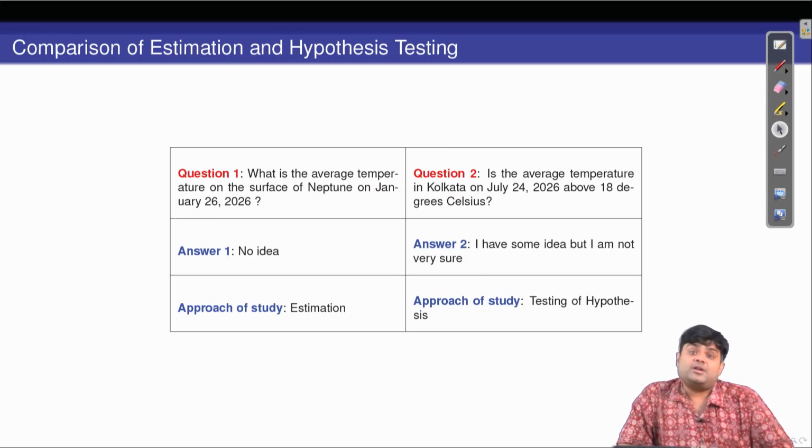Now, the point is, if the question is what is the average temperature in Calcutta on July 24, 2026, what is the average? So suppose the question is whether the average temperature in Kolkata on July 24, 2026 is above 18 degrees Celsius or not?